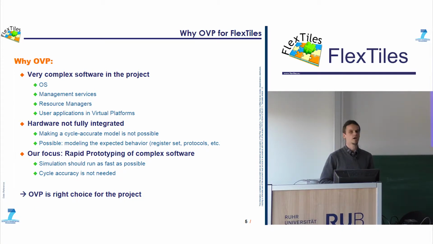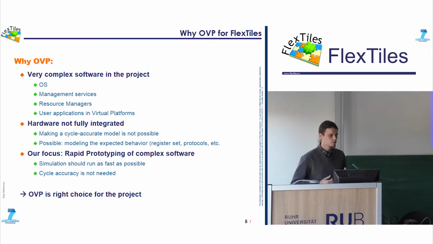And even when the hardware is fully integrated, we still have advantages with OVP, because especially compared to the embedded system that's targeted and to an emulator, OVP is still fast and can still be faster. And we will see this later. And this is a big advantage. And of course, for recompilation of the platform, you don't need any of the synthesis flow. It's just a matter of seconds in OVP. Yes, and so that's what's important for us, and not that it's cycle accurate. Because we don't need this feature, OVP is the right choice for us.